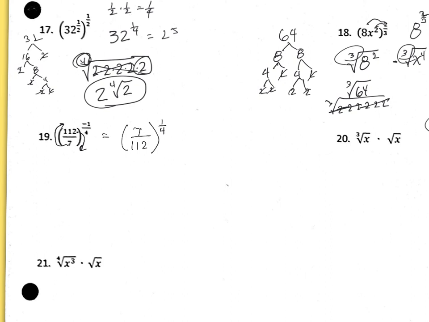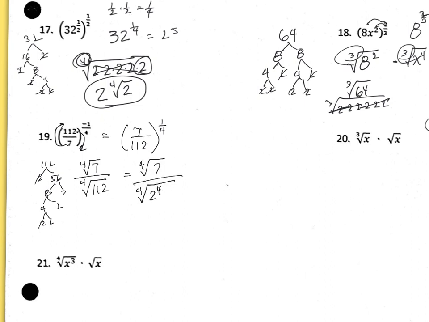So let's take a look at what we have. We have power over root. So we have the 4th root of 7 over the 4th root of 112. Well, 7, there's nothing inside that, so we're good there. But let's look at this 112. That's 2 times 56, which is 8 times 7. And 8 is 4 times 2, which is 2 times 2. So we have 1, 2, 3, 4. So we have the 4th root of 7 over the 4th root of 2 to the 4th times, look at that, 7.